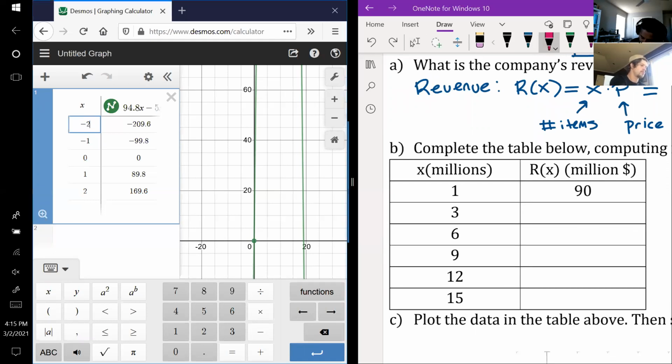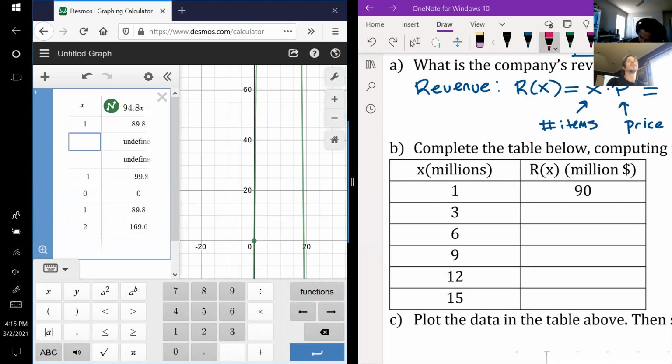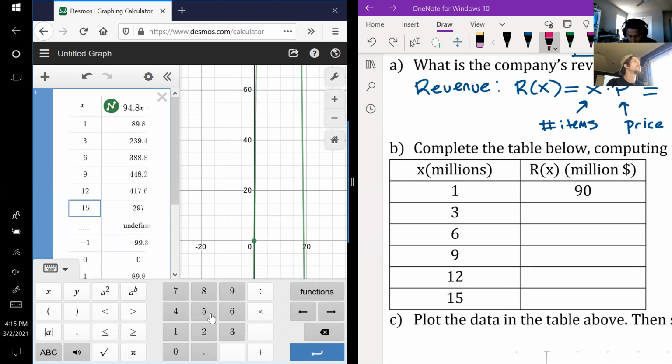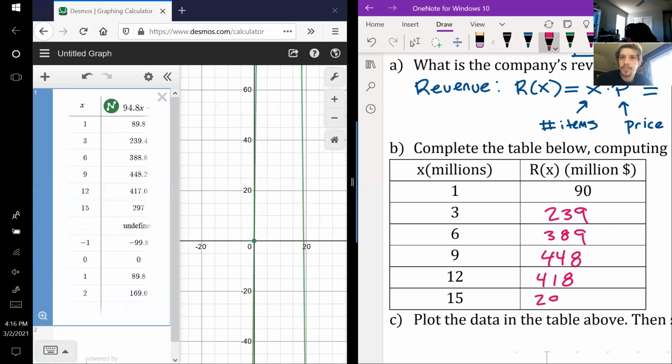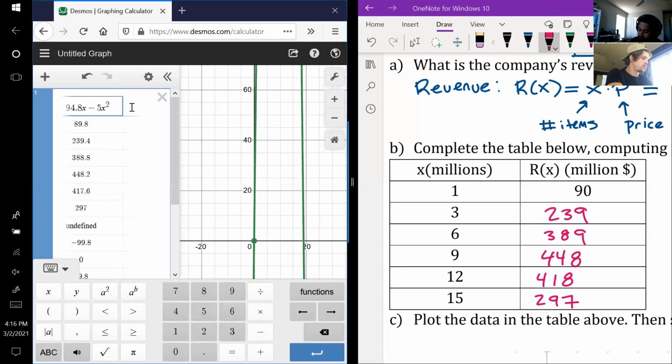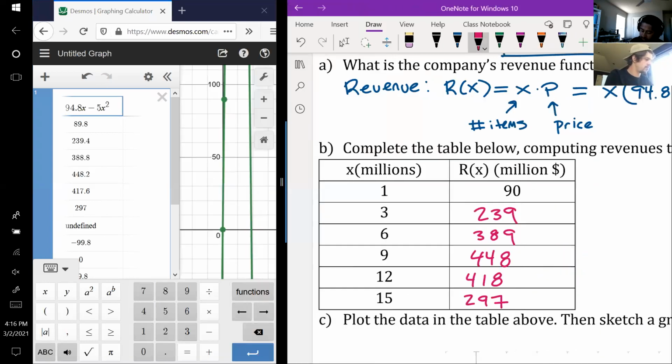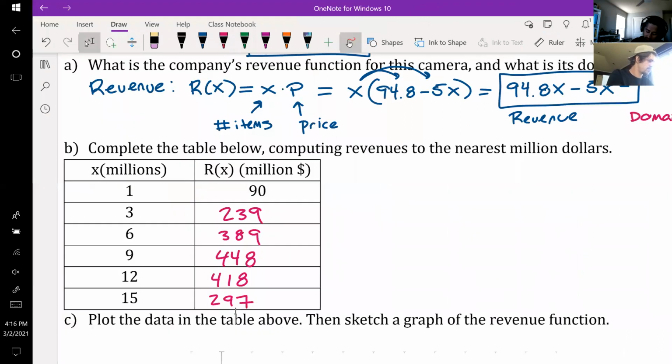So now what I'm going to do here is just write in everything that we find. So we're typing in 1, 3, 6, 9, 12, and 15. All right, and I think we said just round. As you see, they did it already for number 1. For 1, we get 89.8, which was rounded to 90. 3, 239.4, which means we'll just say 239. 6, 388.8, 389. 9, 448.2, so just 448. 12, 417.6, so 418. And then 15 is just plain old 297. Okay, there you go. And those are the values for the revenue function given 1 through 15.